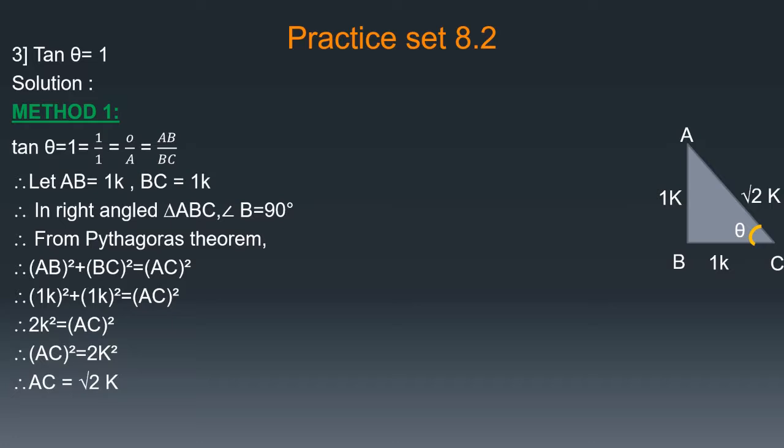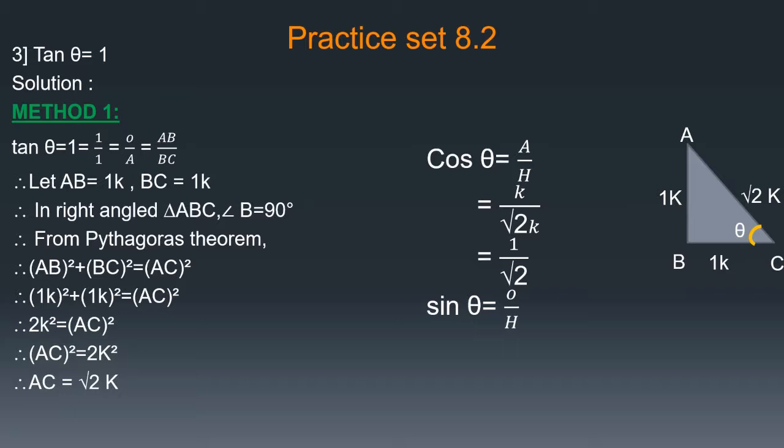Now we can find out the remaining two ratios, that is sin ratio and cos ratio. Let us begin with the cos ratio. Cos ratio is adjacent upon hypotenuse, which is equal to the adjacent side BC of theta, which is 1K, and the hypotenuse side is root 2K. So K upon root 2K, K and K get cancelled and we are left with 1 upon root 2. So the value of cos theta is 1 upon root 2.